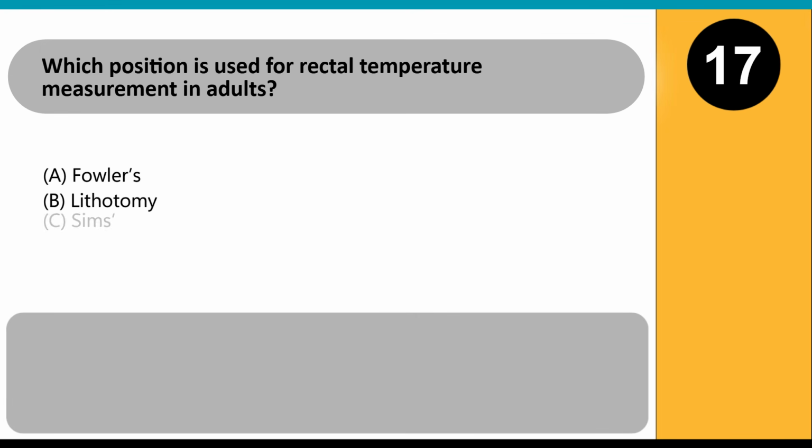Which position is used for rectal temperature measurement in adults? A. Fowler's. B. Lithotomy. C. Sims. D. Supine.